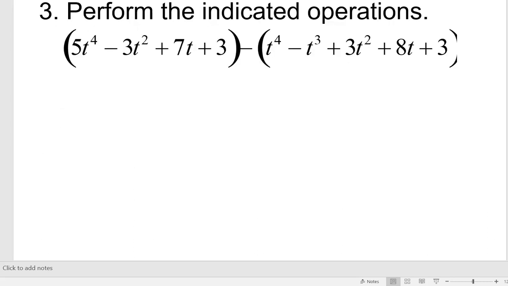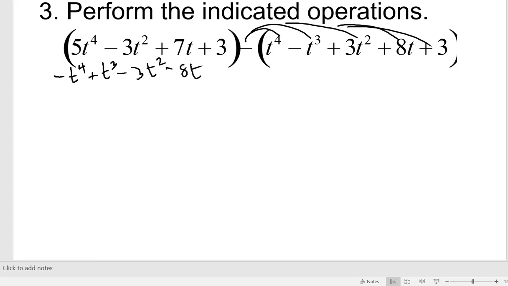From the indicated operations, this time we're going to take this negative and distribute it across each term. I'm going to line up the terms as we go. So this minus t to the fourth I'll put below the other t to the fourth. The plus t to the third technically doesn't match with any of them, so I'll squeeze it in the middle. And that should just be t to the third. Sorry about that. Then the minus 3t squared I'll put below the other, minus 3t squared, minus 8t, and minus 3.